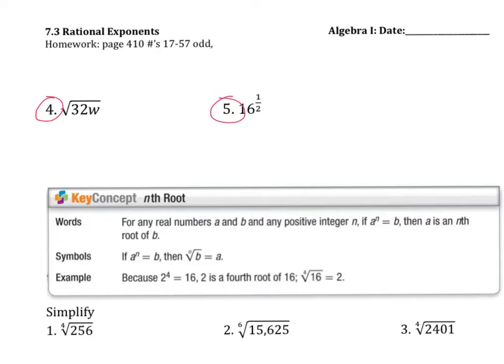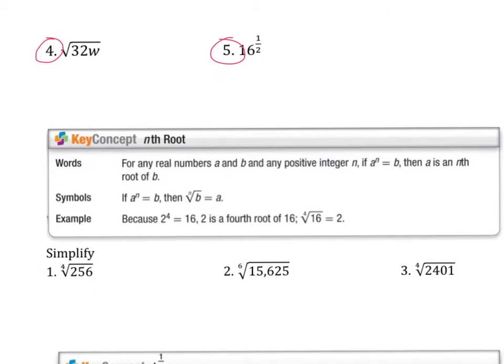So our next key concept is the nth root. In the example they give us here, if we have a to the nth power that equals b, then a is going to be the nth root of b. And so there's two ways to look at that. If a to the n equals b, then we have the nth root of b equals a. Alright, so if 2 to the 4th is 16, then 2 is the 4th root of 16.